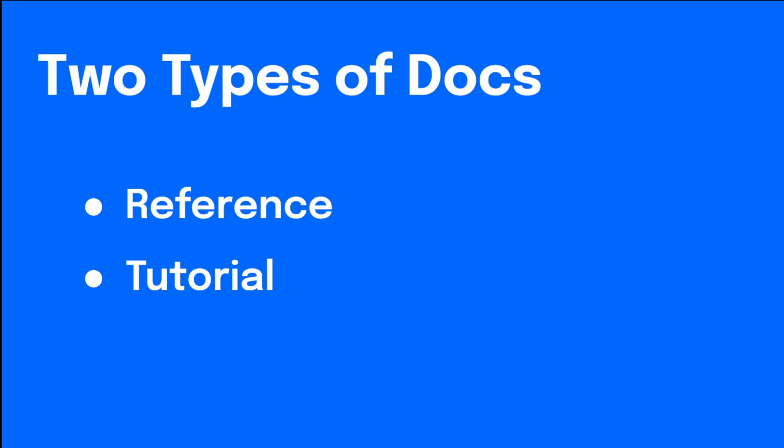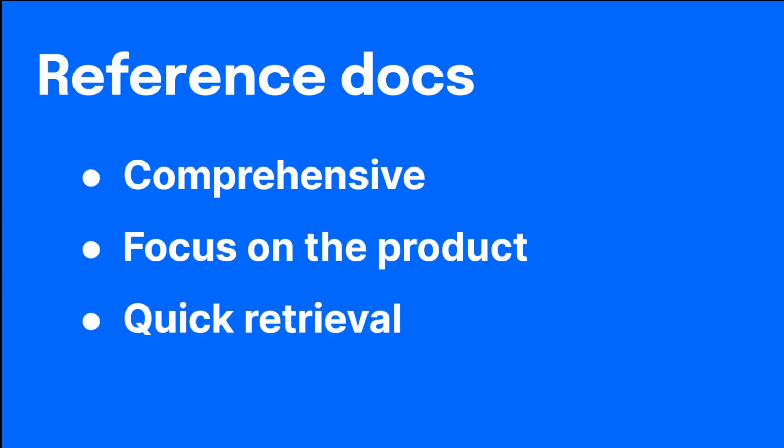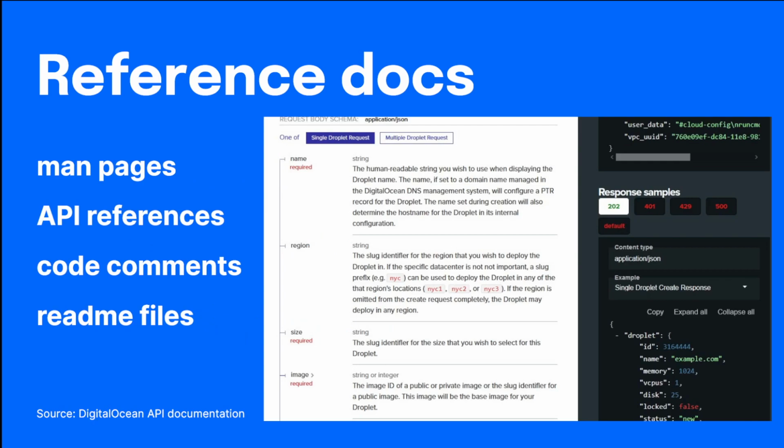Now, tutorial docs are what I'm going to be mostly talking about here, but let me just go through what reference docs are for the sake of comparison. So, reference docs need to be comprehensive. You don't want a feature of your product that's not described by any docs anywhere. Reference docs focus on the product. They tell you what the product is, what its features are, what the various buttons do. And the user experience is designed for quick retrieval. Let me give you an example.